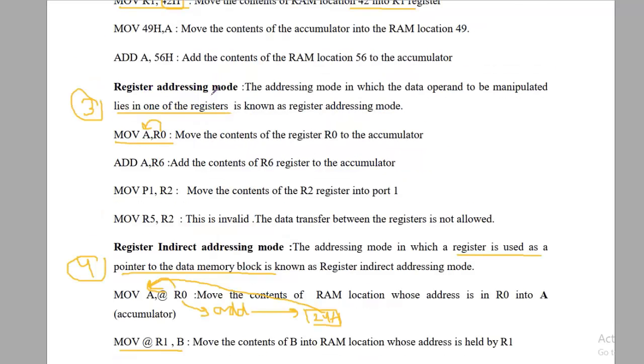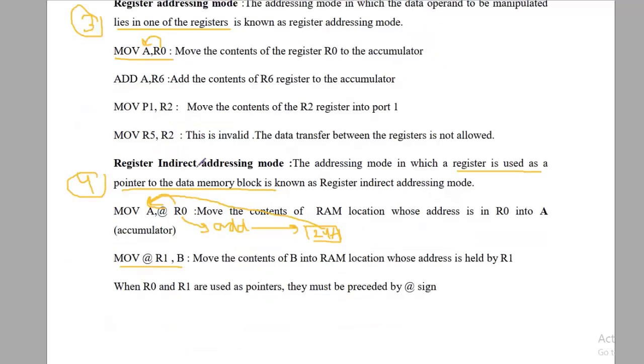Next is the register addressing mode. We are having the manipulation between the registers. Basically, we can say that we are just moving values from one register to another. So the value of register R0 will be transferred to the accumulator.